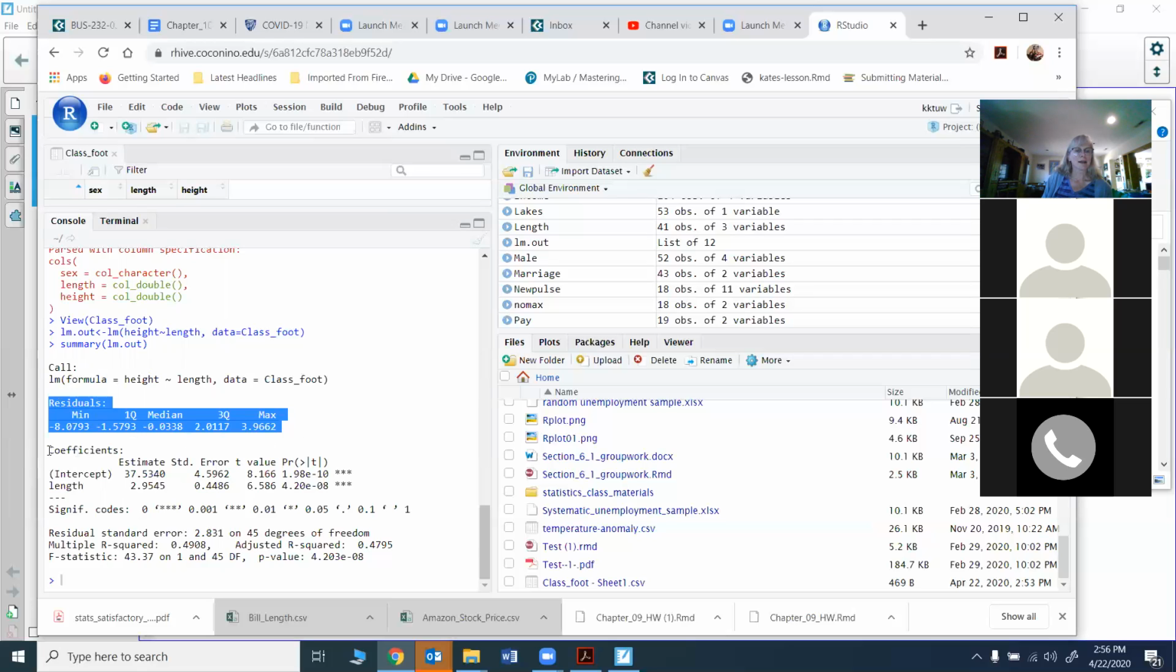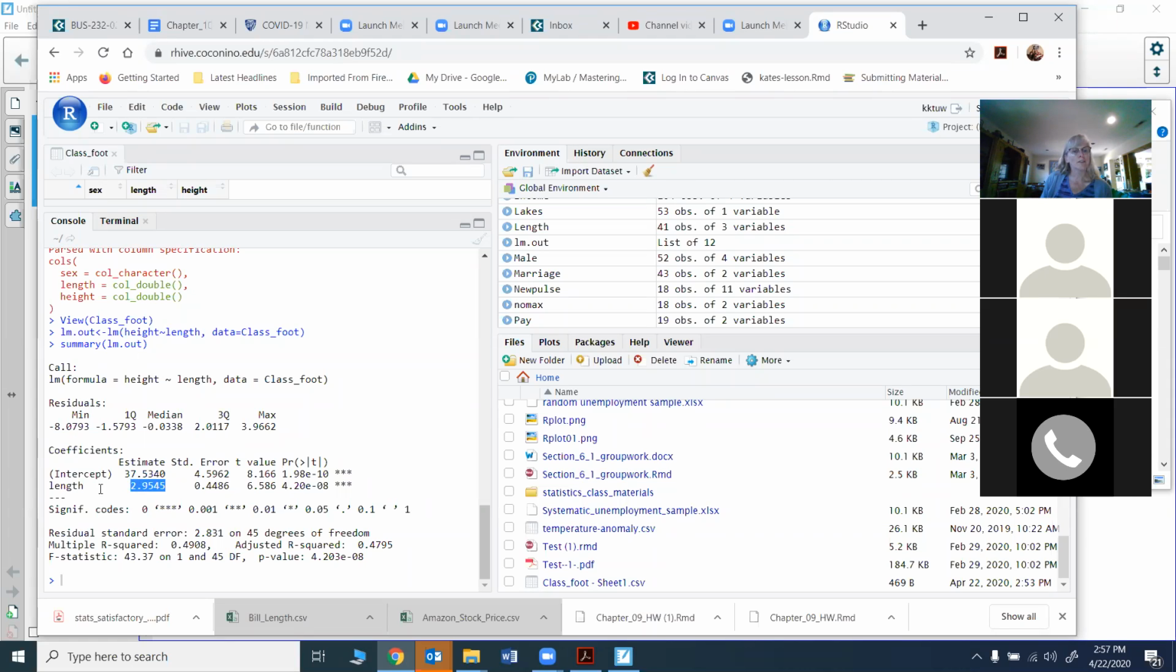The next thing down that tells you when you did this is it tells you the coefficients. It actually tells you this whole table. And so it actually will tell you your coefficients. That's what this number is here, and this number is here. So remember, what's the equation of a line? Y equals mx plus b. Y equals mx plus b.